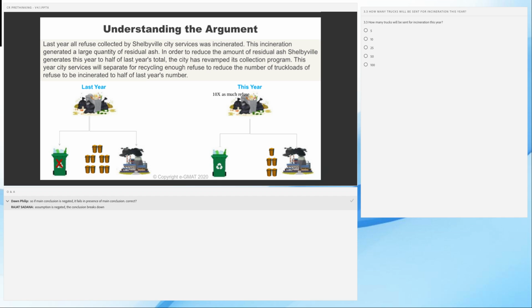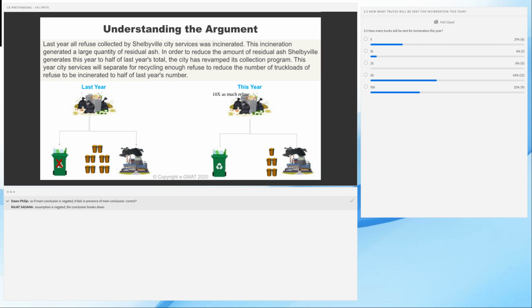So last year we sent 10 trucks. We collect 10 times as much garbage. Five, 4, 3, 2, and 1. Let me end the poll. Now broadcast results. You can really see only 21% of you got this right. The correct answer is 5. Despite the fact that we collected 100 trucks worth of refuse, we're only going to send 5 trucks for incineration, not 50, not 100. Let's see why.